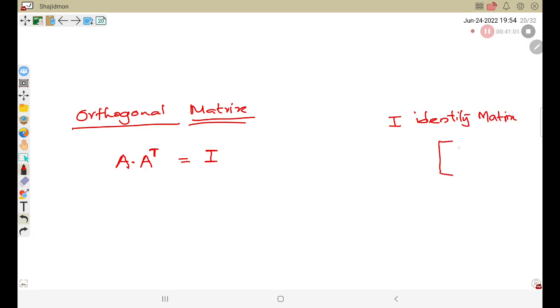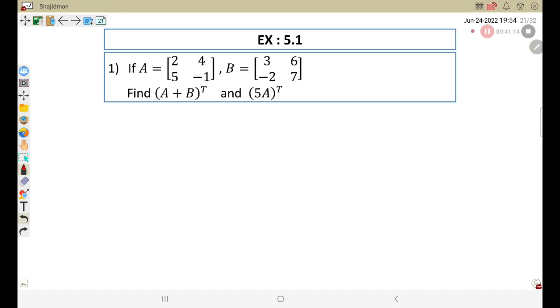You know what an identity matrix is? 1 0 0, 0 1 0, 0 0 1, we discussed the same matrix just before. Then we call it an orthogonal matrix. So this is the idea from this section. Now we will go to the questions and examples. We can discuss more in the examples.